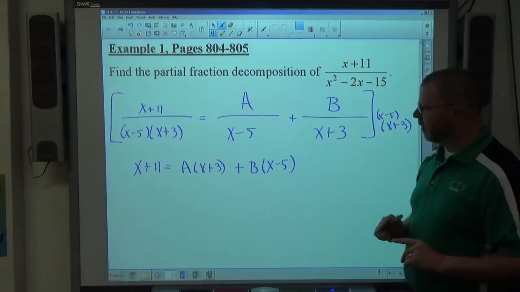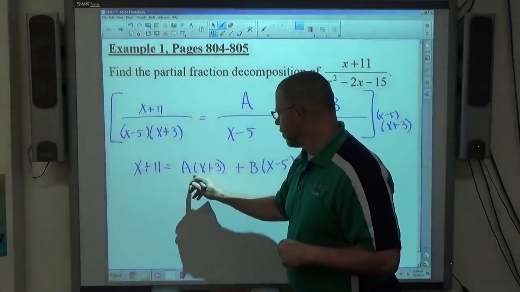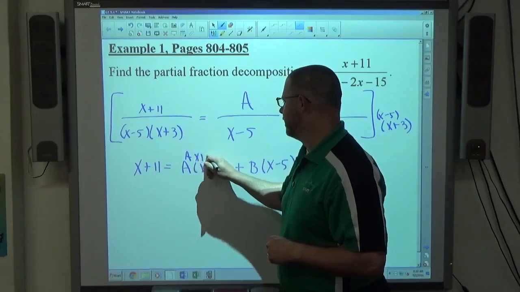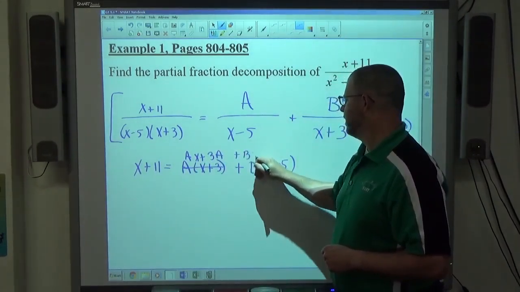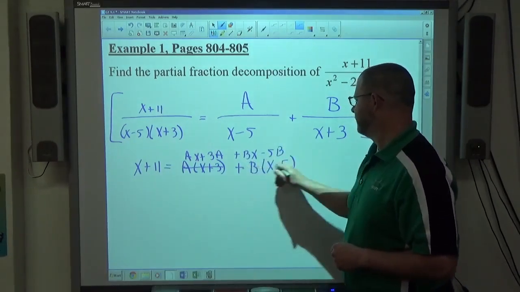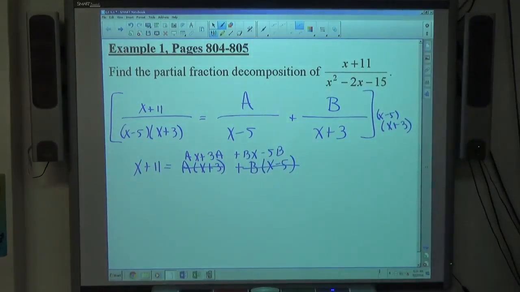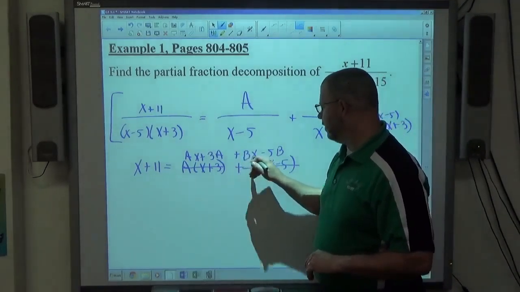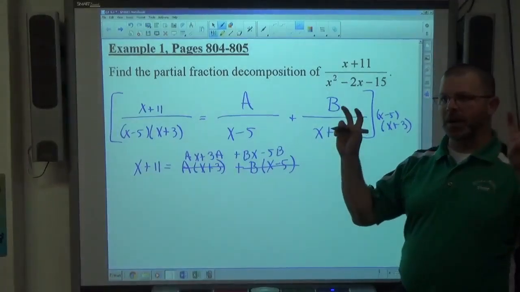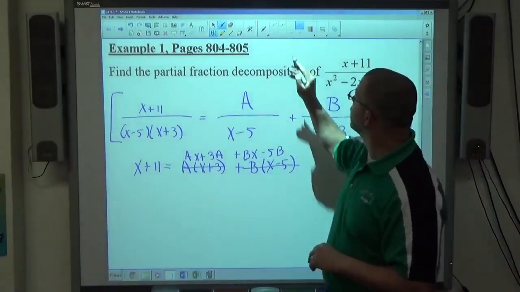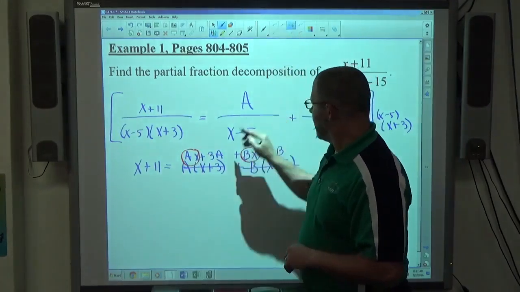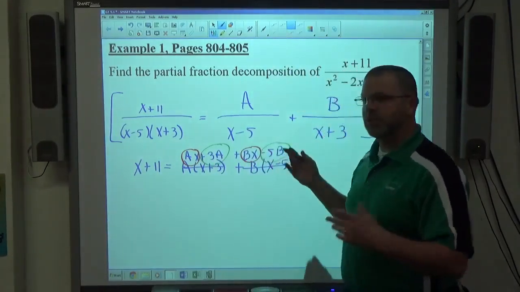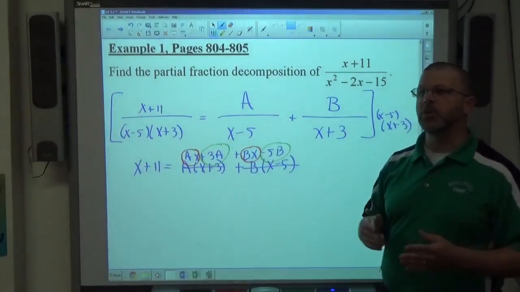If I do a little bit of simplification on the right-hand side, this of course is going to be ax plus 3a, and this is going to be plus bx minus 5b. What I want to do on the right-hand side is arrange things in terms of, we'll call them like terms for lack of a better name. They aren't really like terms, but ax and bx both have x, and 3a and 5b are both just constant structures, assuming a and b are numerical values.